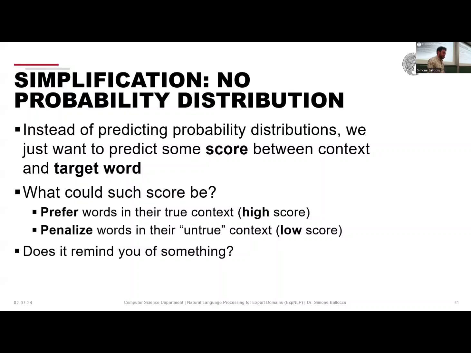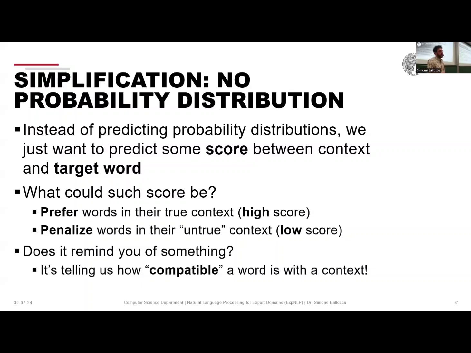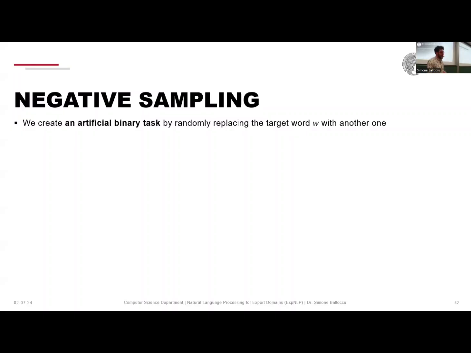So does it remind you of something? This concept of preferring words in their context? Something we covered before? Well, basically, it tells us how compatible a word is with a context. So we're getting closer to the similarity we were talking about before, so the king, queen, and whatever. We do this with something introduced in the word2vec paper, which is called negative sampling. So we create an artificial task by randomly replacing a word in a context with another one.